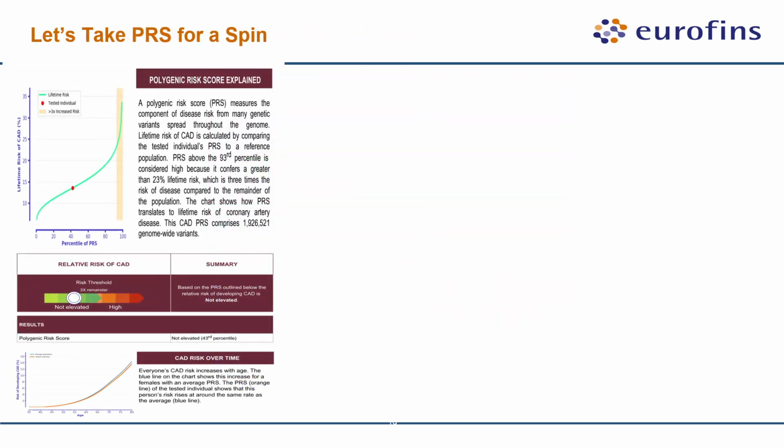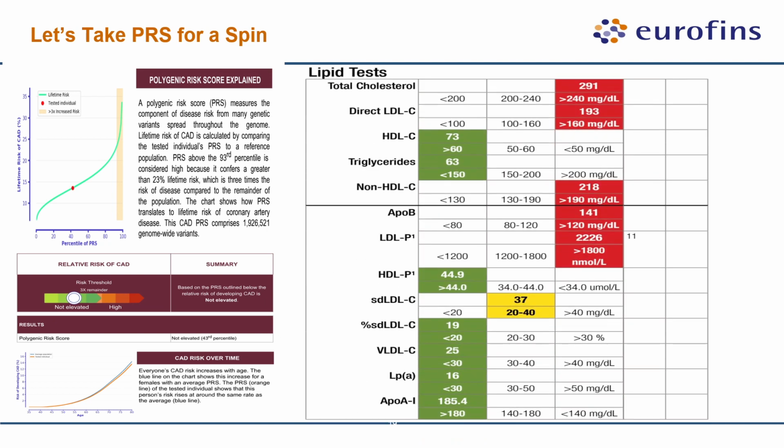Now let's take another spin here. Here's an individual, a 58-year-old woman, and her polygenic risk scores look pretty average. She does not have an increased risk. And again, this is based on nearly 2 million variants that were examined, but that's her cholesterol profile, right?